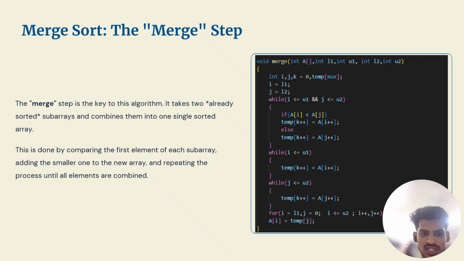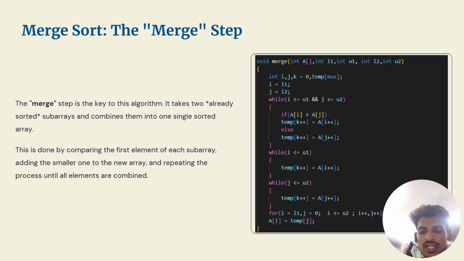We initialize I to the starting index of the first subarray, and we initialize J to the starting index of the second subarray. And we are checking the while condition: the loop continues as long as both subarrays still have elements. Inside this while loop, we are comparing the current elements of both subarrays. If the element of the first subarray is smaller, store it in temp and increment I and K.